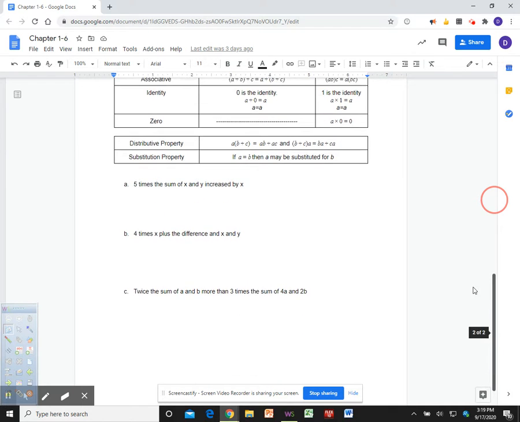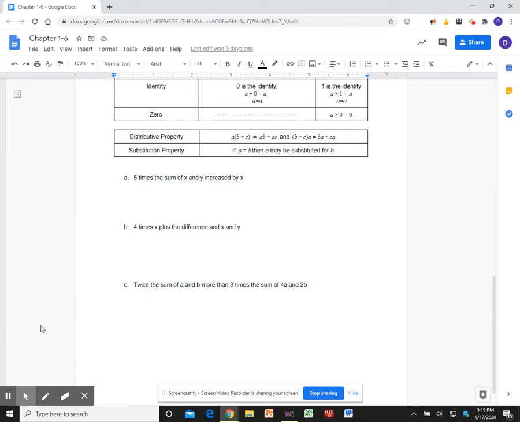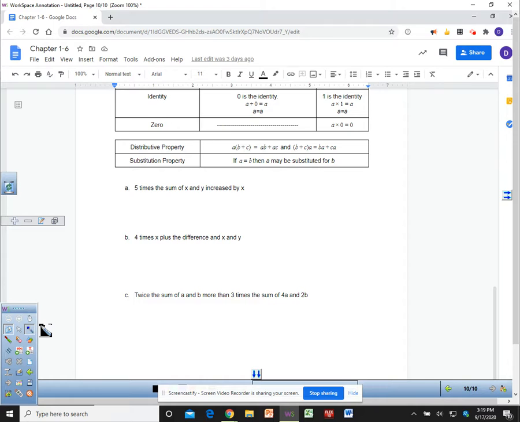All right. Now the last part of your assignment is writing equations and solving them as best we can. So what that means is they're going to put in words, and we did this before, 5 times the sum of x and y increased by x. Okay, so we're going to start with just the beginning, 5 times. So I know I'm taking 5 times something. 5 times the sum. Sum means to add. So I'm adding 2 things together, x and y.